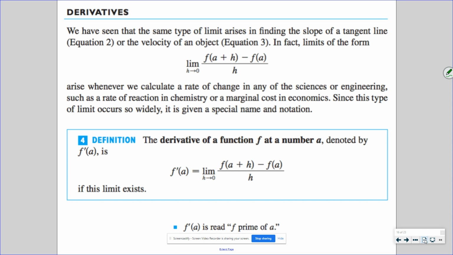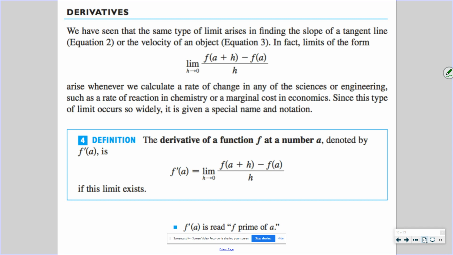We need to know how to do this because anytime you calculate a rate of change, whether that be in engineering, chemistry, economics, nursing, any of the sciences, then it's helpful to have that common term to represent what you're doing. So you're taking derivatives a lot for real world situations.